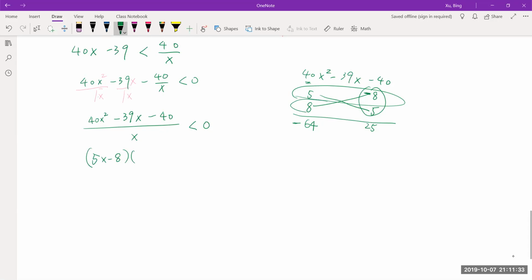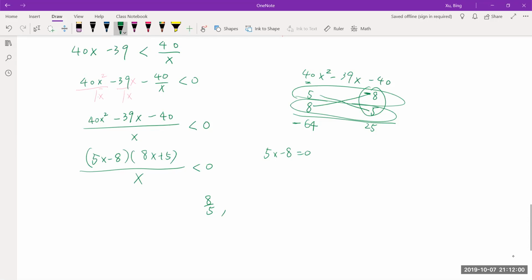Second factor coming from the second row, 8x plus 5. You can factor in whichever way you prefer. All right, then we're almost done. The zeros, all the zeros from the top are 8 over 5. Make 5x minus 8 equal to 0, and you solve it: 8 over 5.